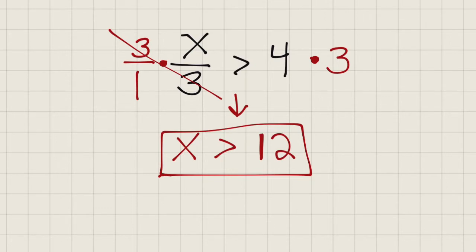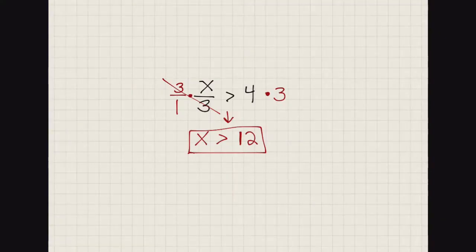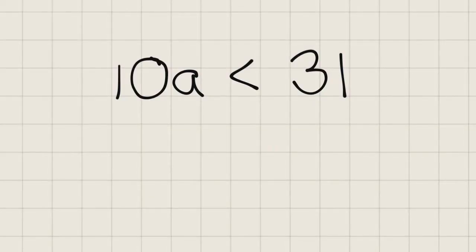Okay, let me go ahead then and go on to the next one. The next one is going to be just as simple, except that this time it's going to be 10a is less than 31. Okay, so I zoom in on this. What am I going to do here? Yeah, Dylan. Okay, I'm going to divide 10 on both sides, right? I want to isolate that a.